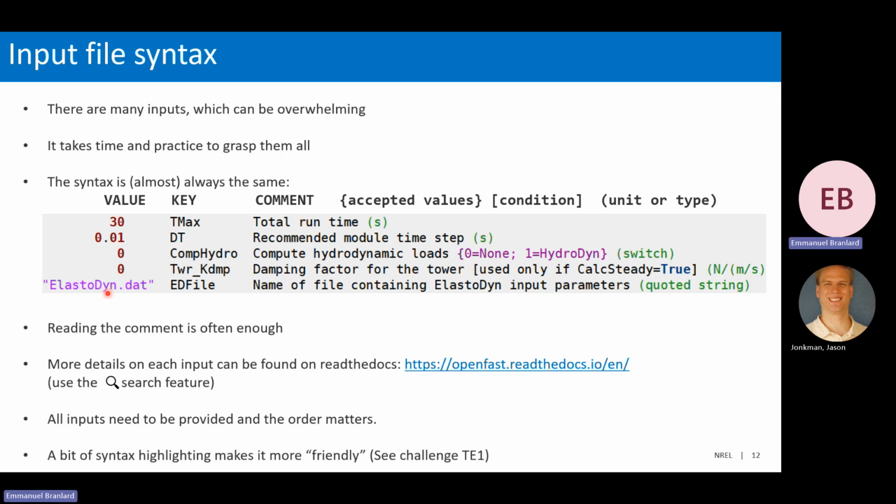In the input file of OpenFAST, what's important is the order of those inputs. Something to know is if you swap two lines, OpenFAST is likely going to report an error. It is a frustration for new users. We'll try maybe one day to lift this, but at the moment, this is the way it is.